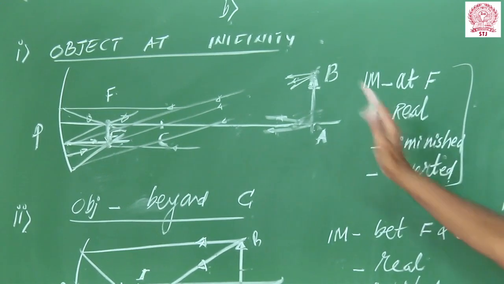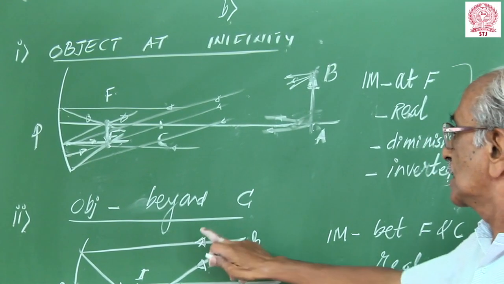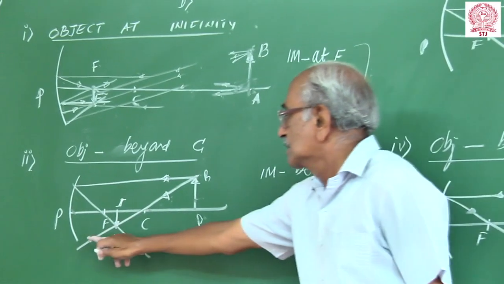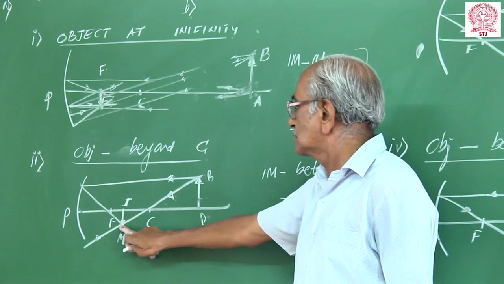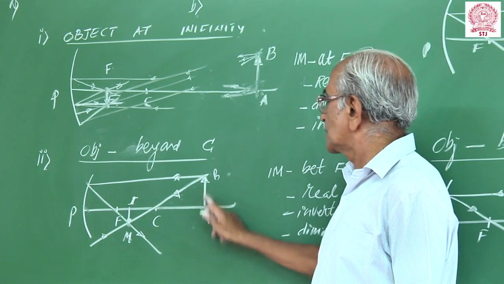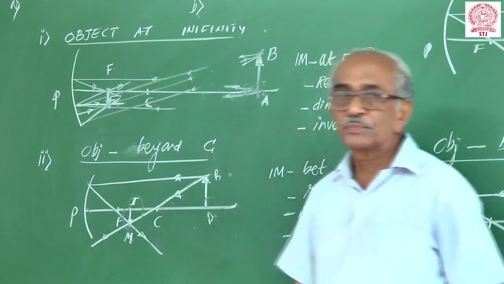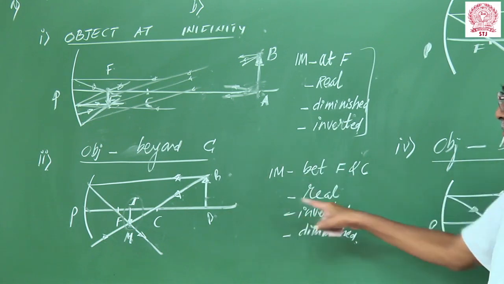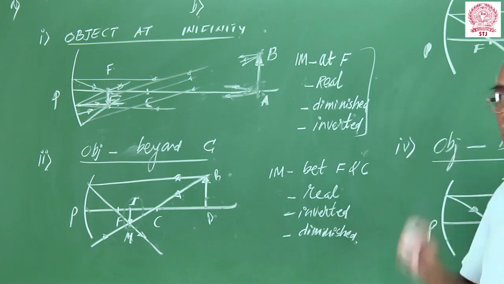It is diminished in size, smaller in size, and it is inverted. Next, I bring the object closer. Keep it beyond C. As before, a ray parallel to the axis passes through F. A ray passing through C retraces after reflection normally. The two rays meet here. Therefore, this is the image of the point B. And as the object is placed at right angles, I draw a perpendicular from here to here. Therefore, this gives the image. Notice that in this case, the image is between F and C. It is real because the rays intersect.